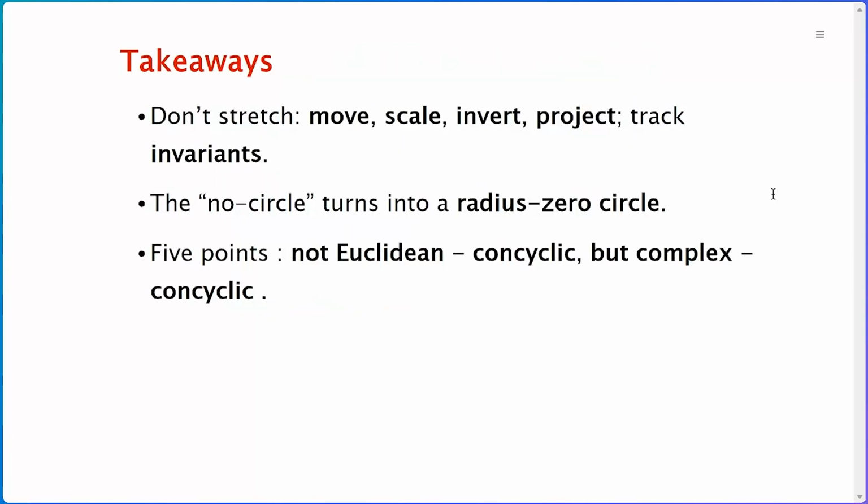So, 3 lines to remember: don't stretch; move, scale, invert, project; track invariants. This is the classic geometry style. The no circle turns into a radius zero circle. 5 points, not Euclidean concyclic, but complex concyclic.